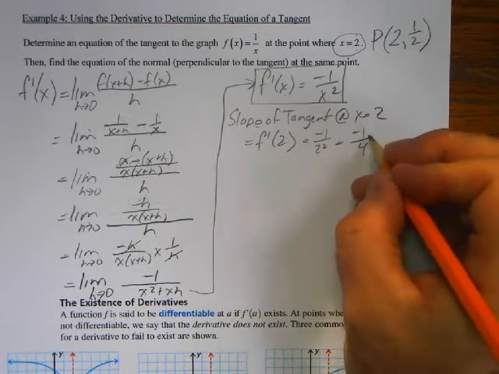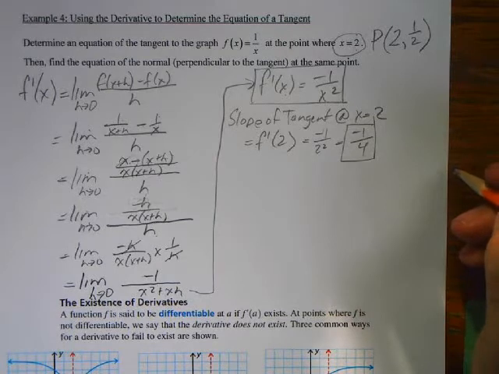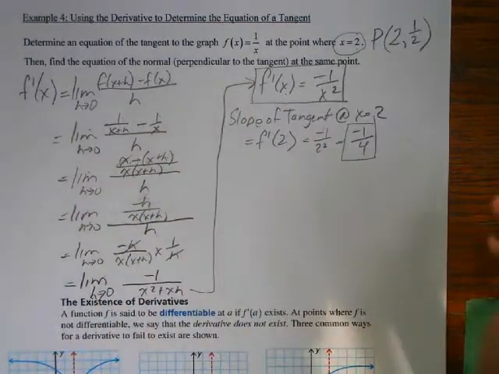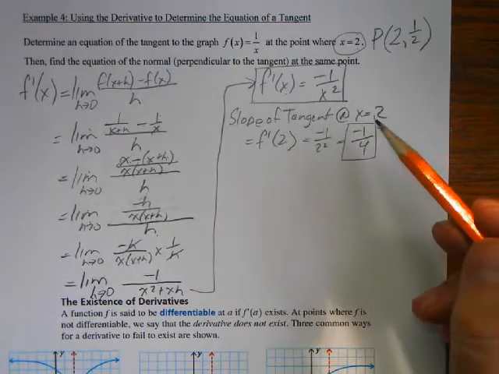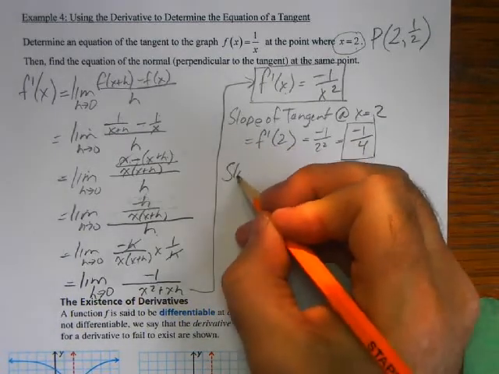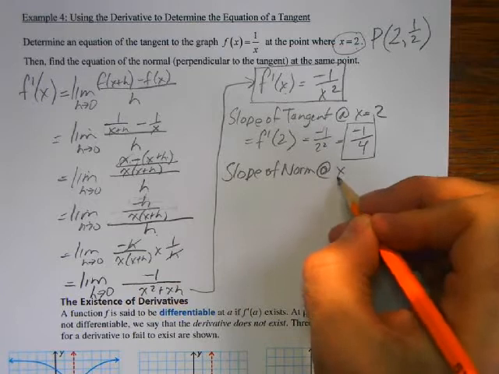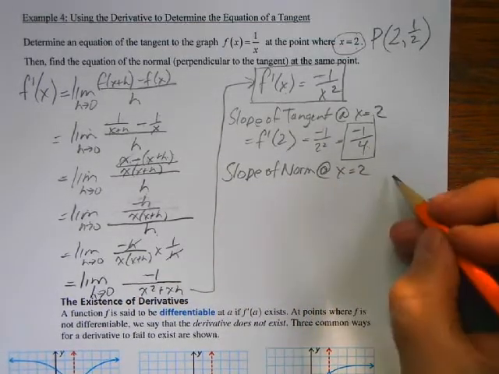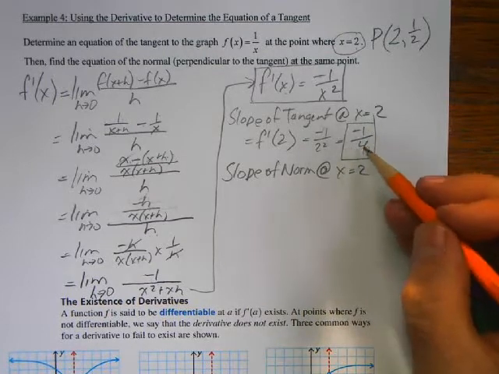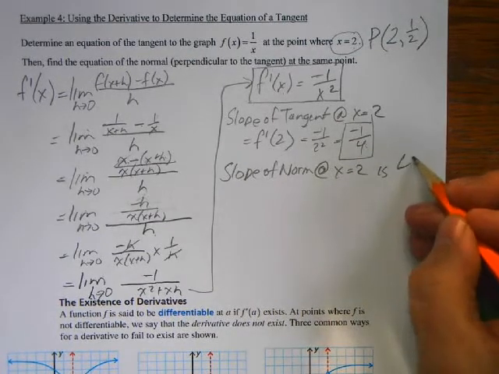So now, what's it asking us again? It's asking the equation of the normal. Okay, so I don't need the equation of the tangent. What I do need is the normal. So the slope of the normal at x equals 2, well, that's just the negative reciprocal. Let's remember the perpendicular slopes are negative reciprocals, so this will be 4. So slope of the normal at x equals 2 is 4.